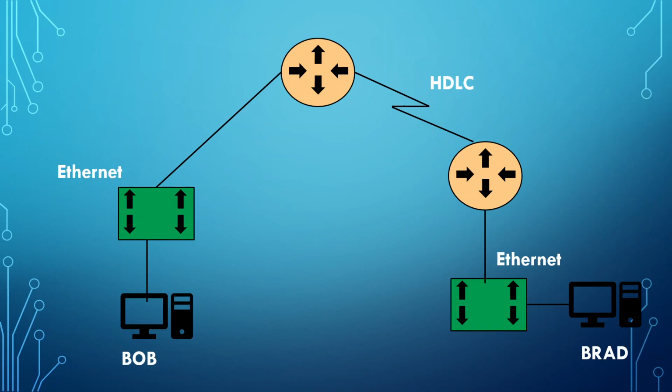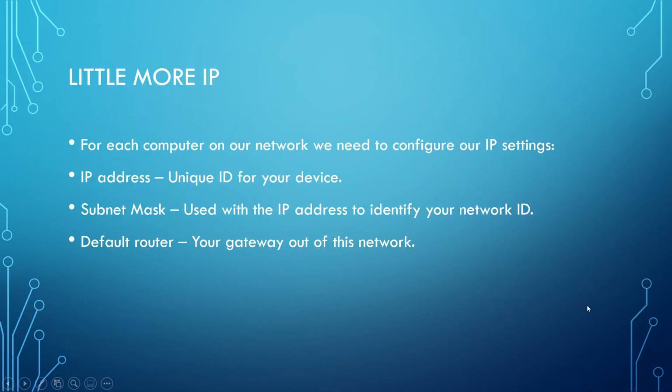We can change a layer 2 protocol without having to change the layer 3 information. Everything's interchangeable, everything's flexible, and obviously eventually this data is going to end all the way up at Brad, and Brad can view that email. So let's dive a little bit more into IP.